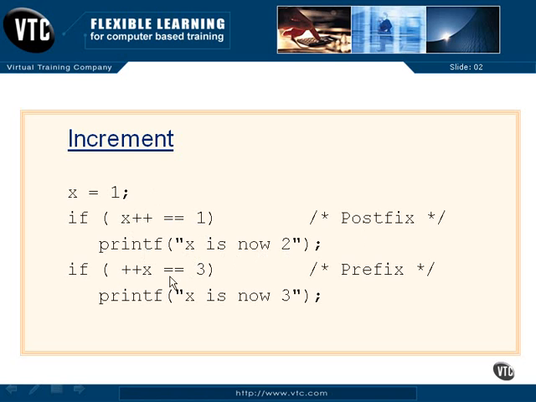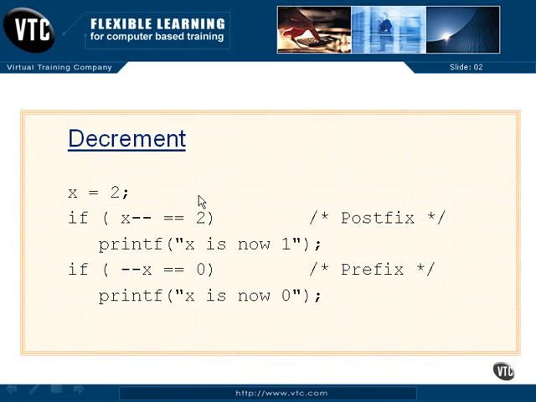This is the prefix notation. Here we increment x ahead of time, and we say if plus plus x is equal to 3, it used to be 2. If it's now equal to 3, we'll print out x is now 3. Since we have a prefix increment plus plus x, x is in fact now 3 before the test. We do the increment, then we do the comparison for equality with this value on the right side. So x is in fact now 3 after we come out of this.